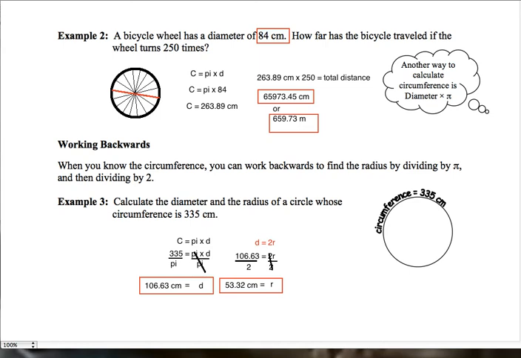All right, so that was part one of this little bit on circumference. It's really just using it forward, using it in word problems, and then using it backwards. And then we're going to get on in the next video to something a little bit more complicated.